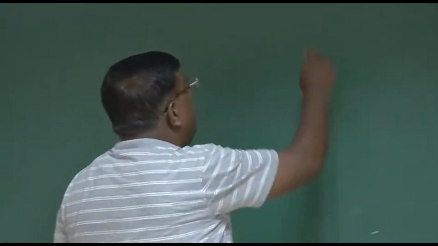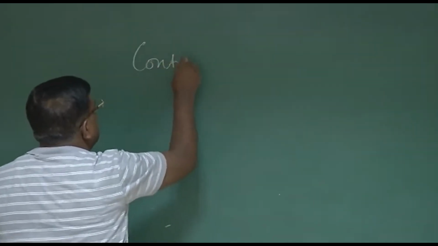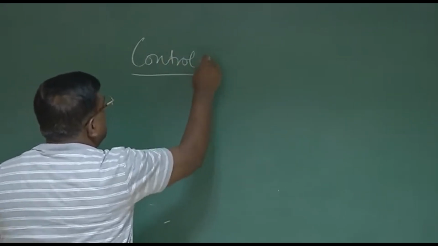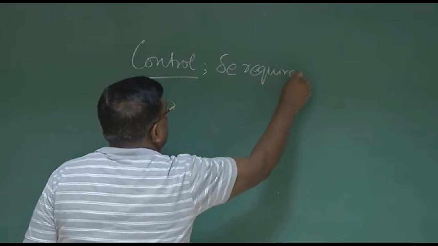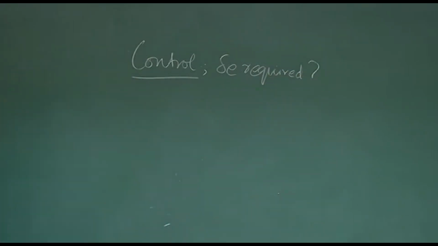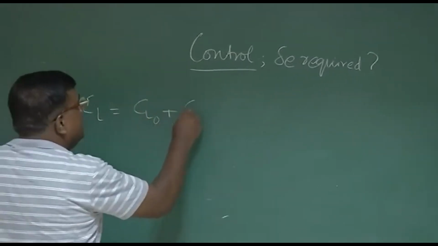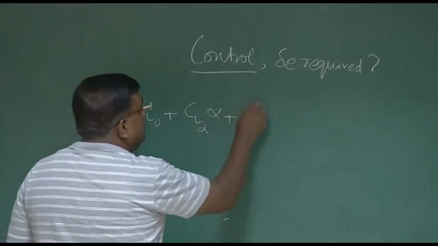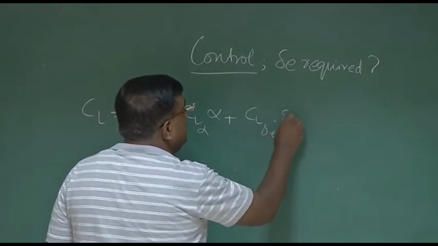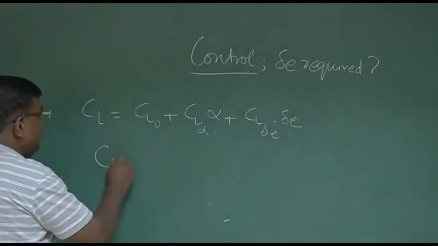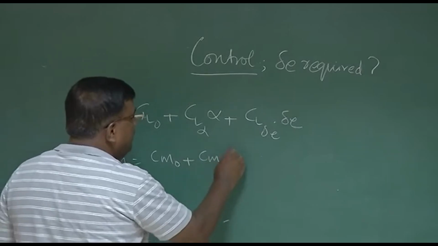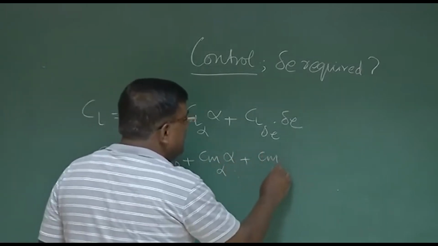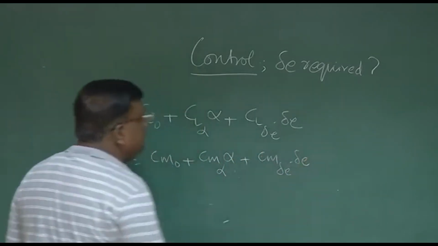So we are now ready for answering the question after all this warm-up. We know CL is equal to CL naught plus CL alpha into alpha plus CL delta E into delta E. Similarly, CM we know is CM naught plus CM alpha into alpha plus Cm delta E into delta E.